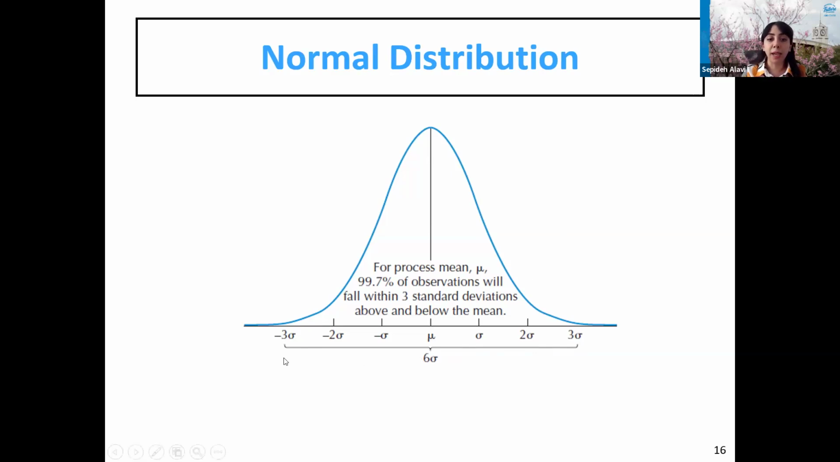So if you look at this range of 6 sigma, which is mu minus 3 standard deviations all the way to mu plus 3 standard deviations, the area under the curve within this range will be approximately 99.7%. It's a helpful property as it helps us interpret whether or not the process is capable of meeting the quality standards 99.7% of the time.